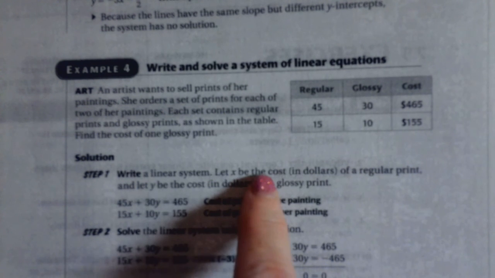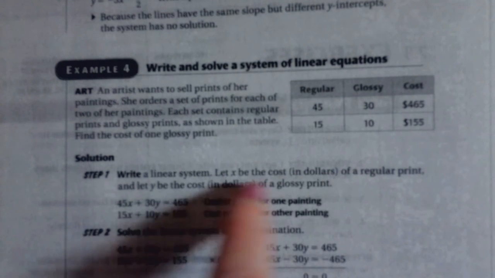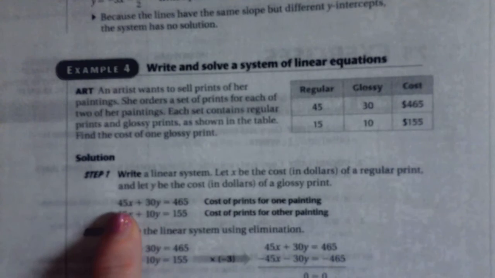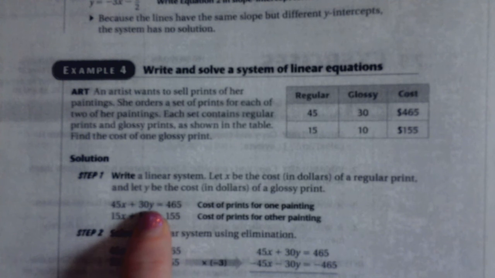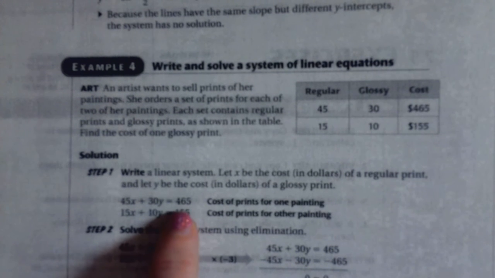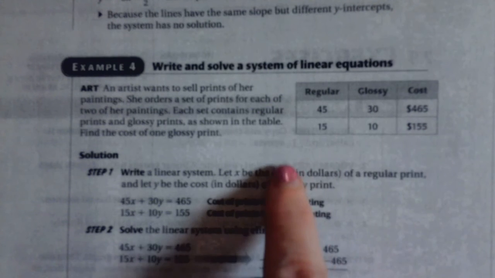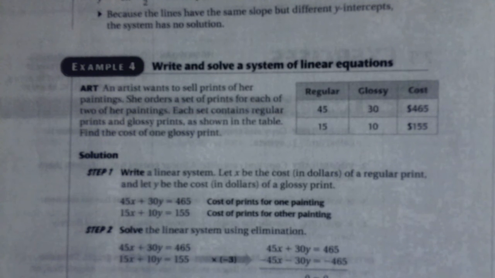So they write a system and say let X be the cost in dollars of a regular print and Y be the cost in dollars of a glossy print. Okay, so this is not in slope intercept, it's standard form. So like I said, if I was doing it, I'd say 45 times R plus 30 times G to distinguish the regular from the glossy rather than X and Y equals 465. So you can see the first equation comes from here. Then the next equation is 15 times X plus 10 times Y equals 155.